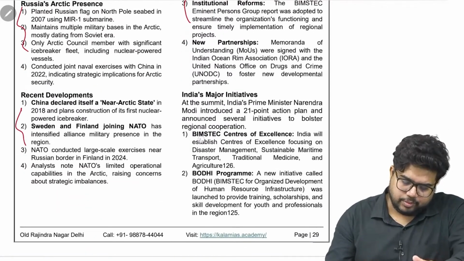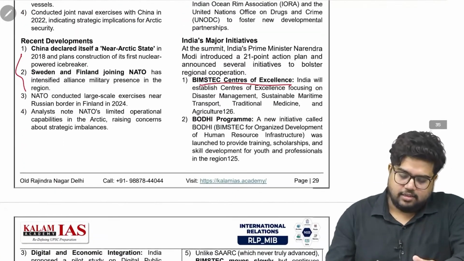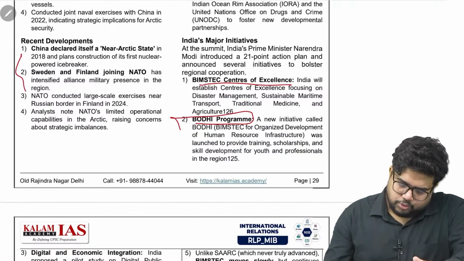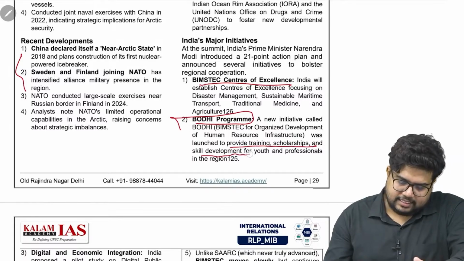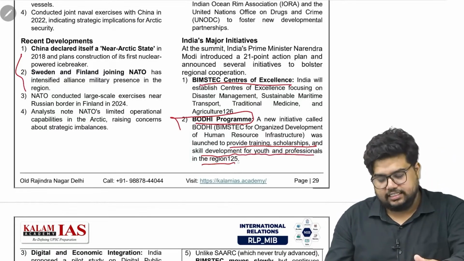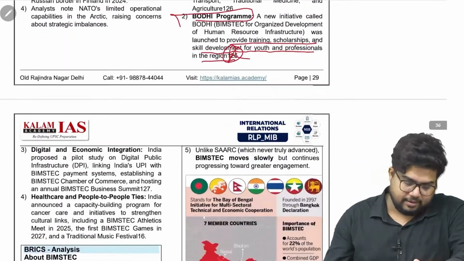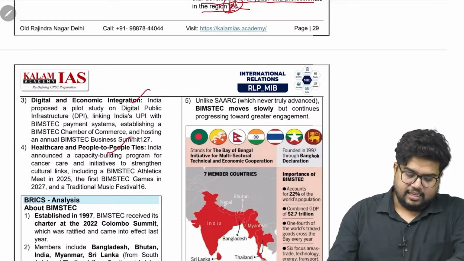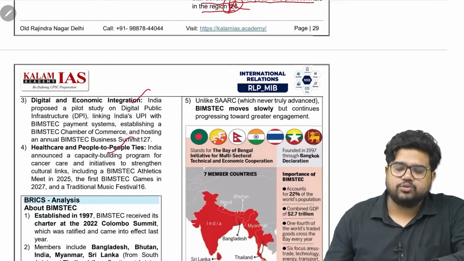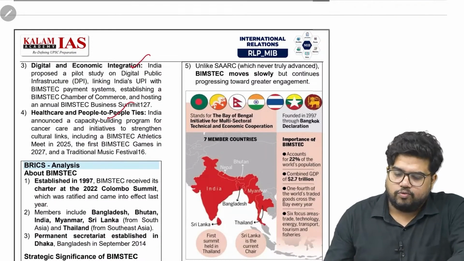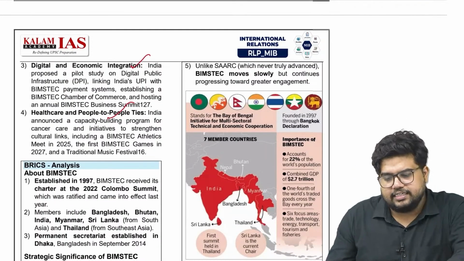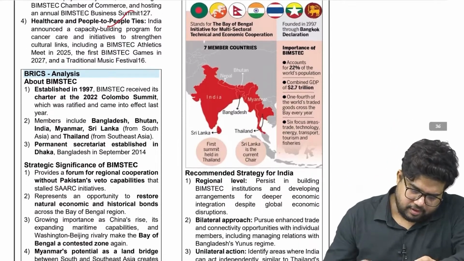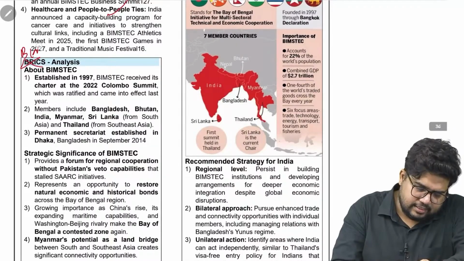India's major initiatives: BIMSTEC Centers of Excellence, and the Bodhi program, which is a new initiative to provide training, scholarships and skill development for youth professionals in the region. So this is the program which India has initiated. Digital and economic integration initiatives, healthcare and people-to-people ties expansion. So these are some of the dimensions where there is convergence between Indian interest and BIMSTEC. Not BRICS, it's BIMSTEC. Again, don't confuse.